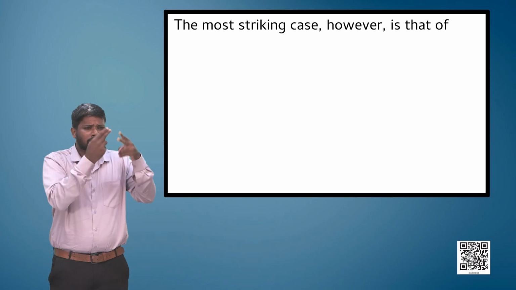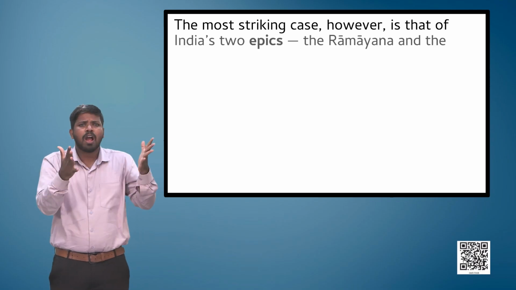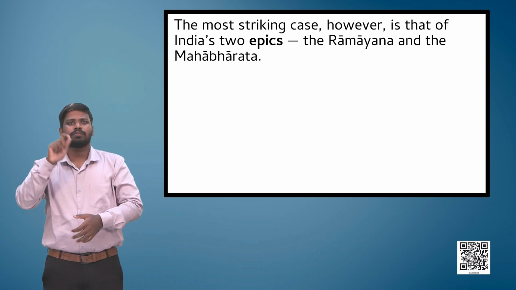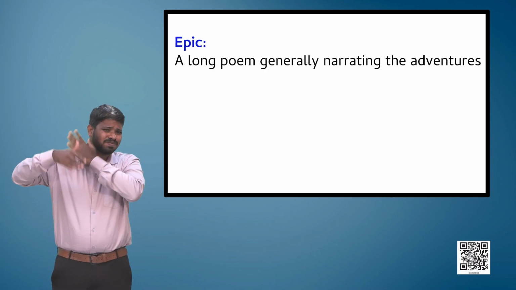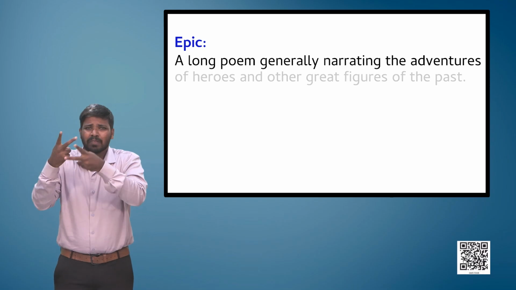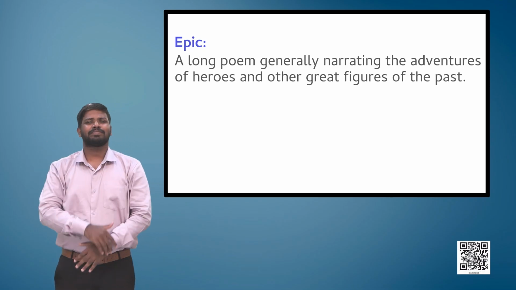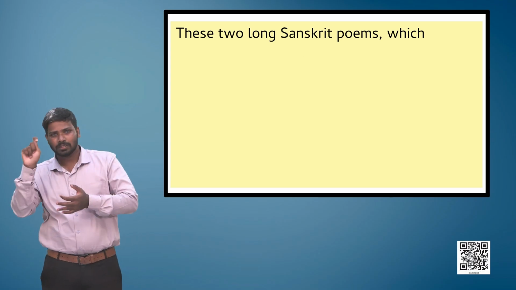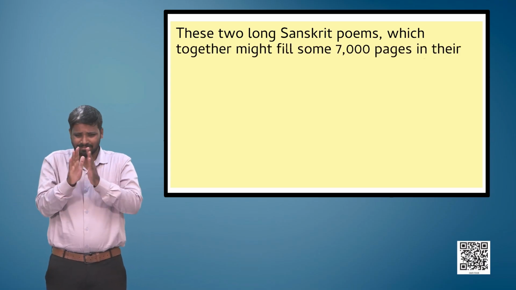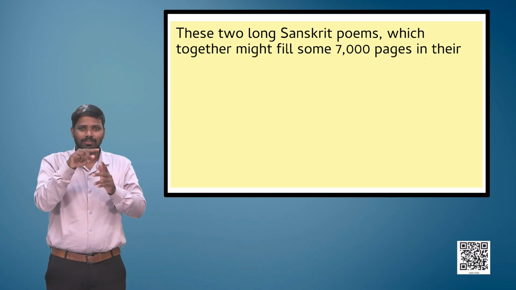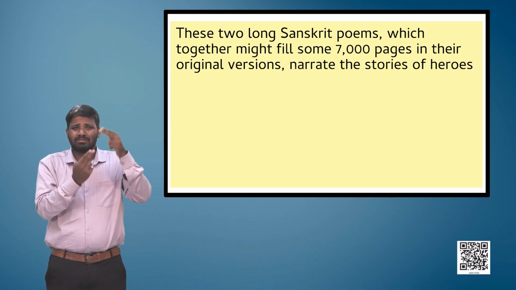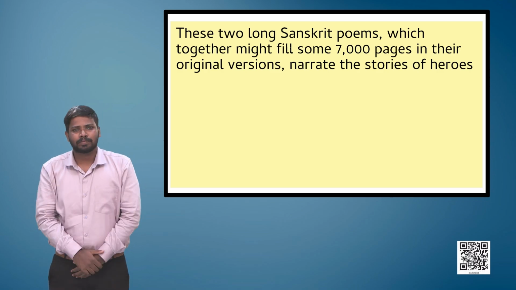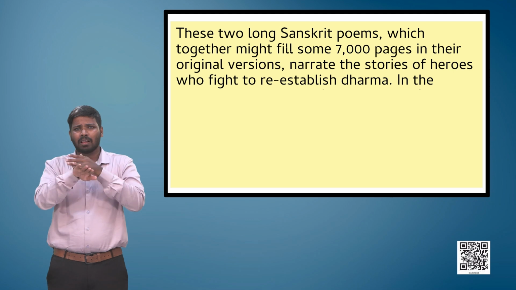The most striking case, however, is that of India's two epics, the Ramayana and the Mahabharata. An epic is a long poem generally narrating the adventures of heroes and other great figures of the past. These two long Sanskrit poems, which together might fill some 7,000 pages in their original versions, narrate the stories of heroes who fight to re-establish dharma.